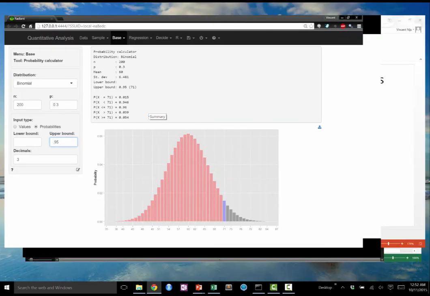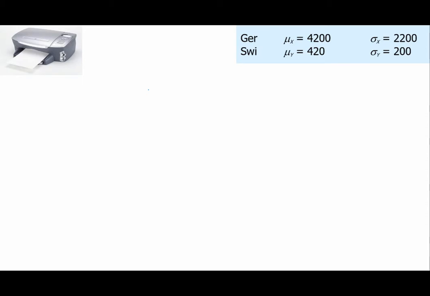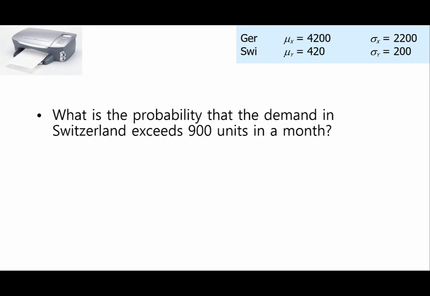That's it. Pretty straightforward. Let's look at one more example. This is similar to what we talked about in class with respect to HP. We'll finish up that example in our next class. In Germany, demand on average, right, so the expected value is 4,200 printers, standard deviation of 2,200. In Switzerland, smaller demand, 420, and standard deviation of 200. What's the probability that the demand in Switzerland exceeds 900 units in a month?